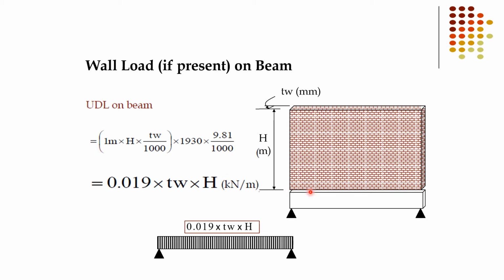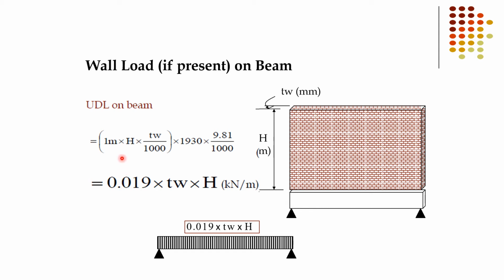Okay, what is the width of the wall and what is the height of the wall? We multiply with that. For 1 meter length of the wall, we multiply the height of the wall and the thickness of the wall. Thickness of the wall is mostly in millimeter, so divide by 1000. Then multiply with the density of the wall, the density of the brickwork, that is 1930 kg per meter cube, and then multiply with 9.81 to convert into Newton, then divide by 1000 to convert into kilonewton per meter.